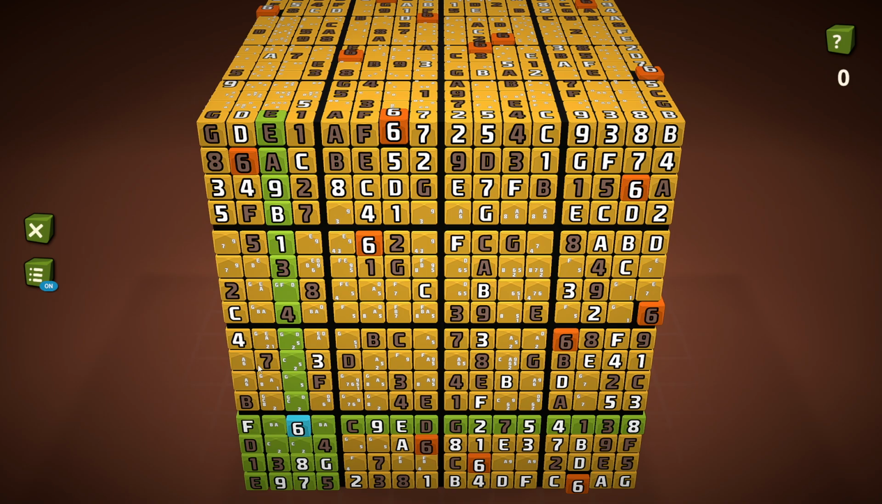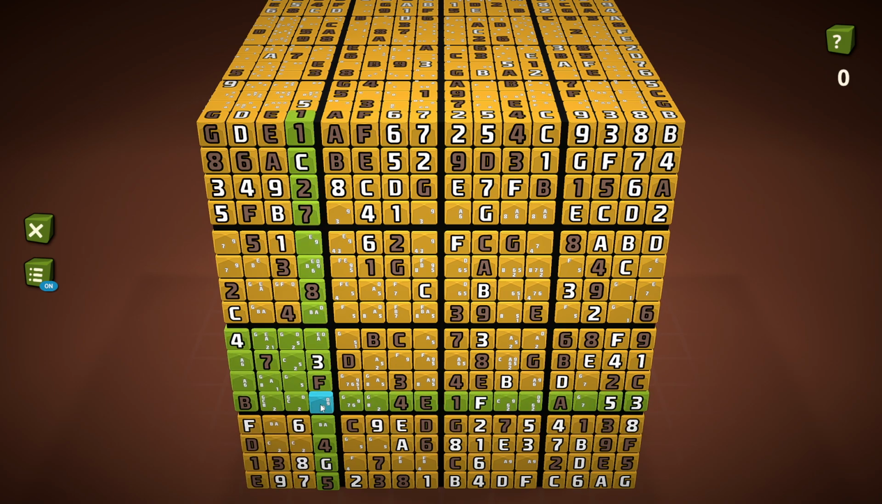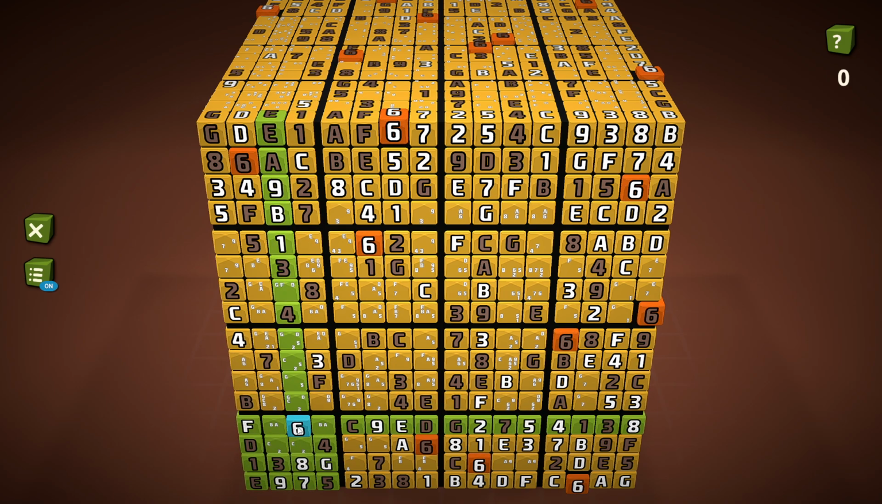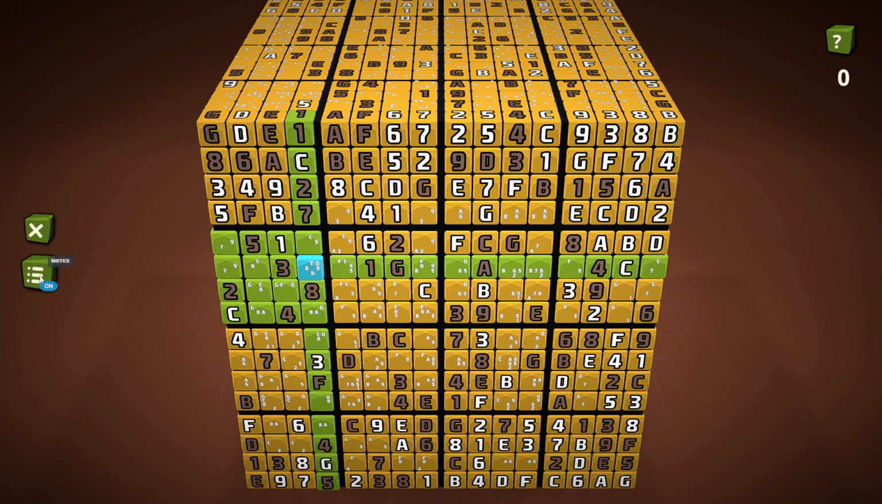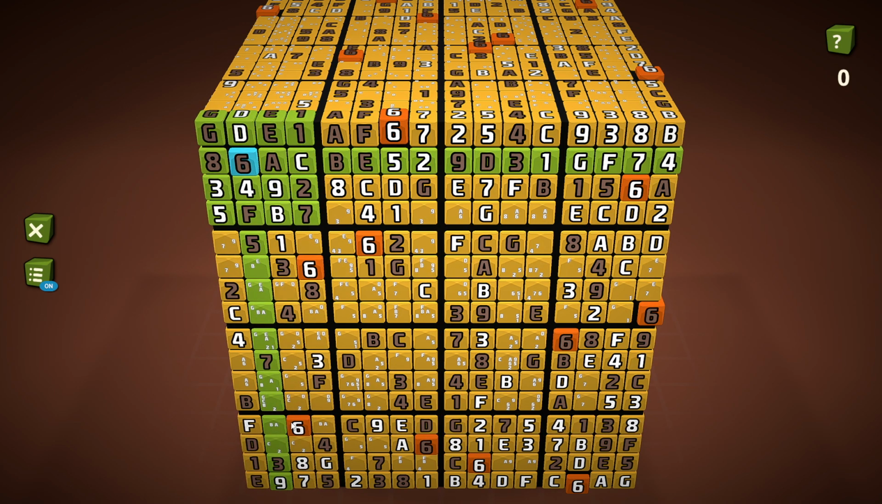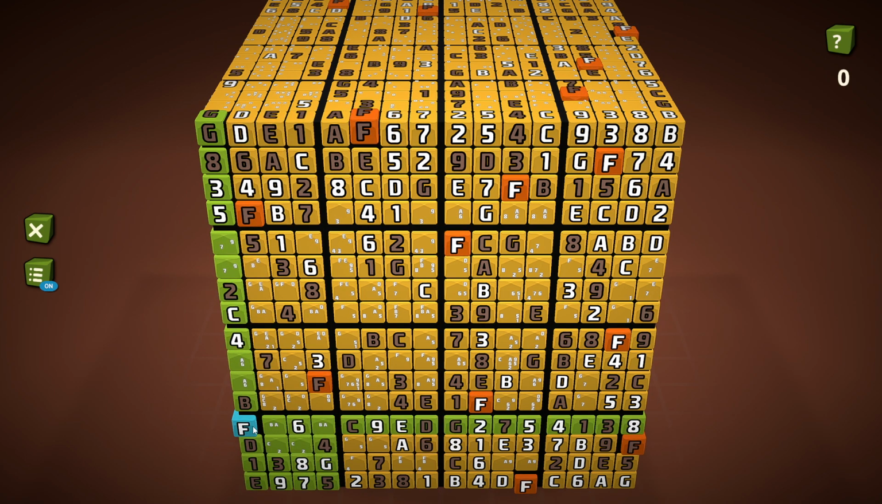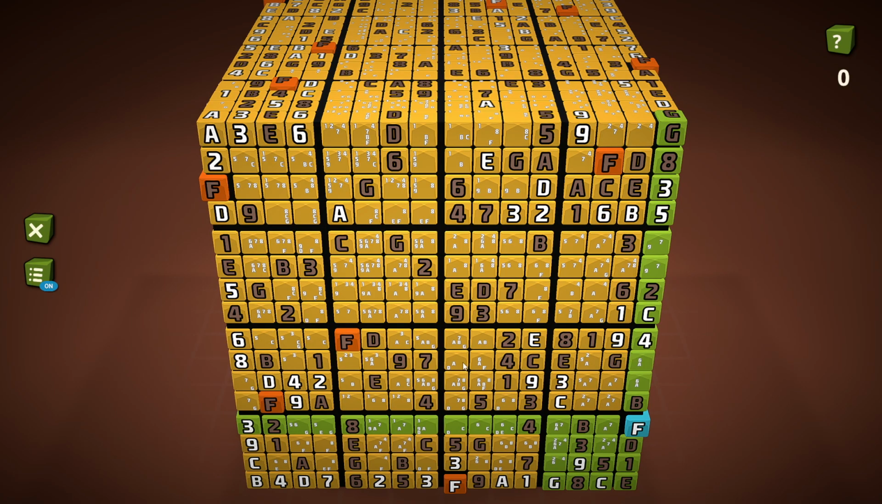Alright. So that has to be there. So this can't be a 6. And it can't be the bottom, can't be the top. So this one then is the 6. Okay, cool. I guess. I don't know how much use this all is. Okay. Bees.